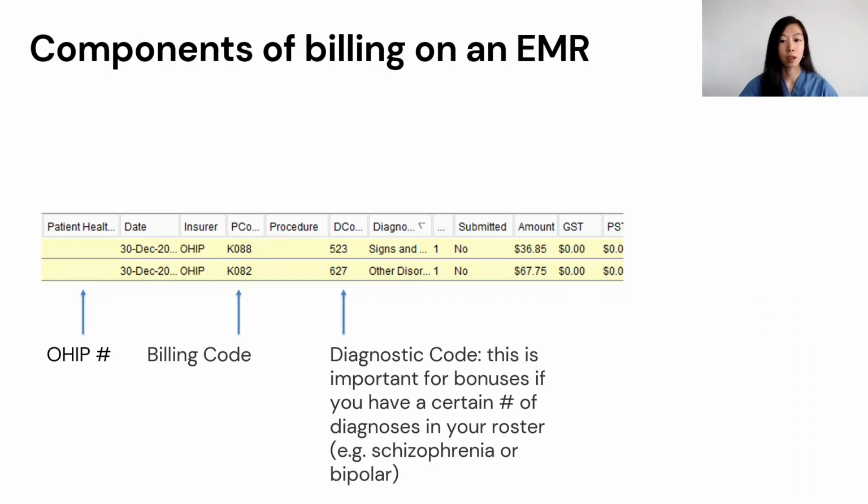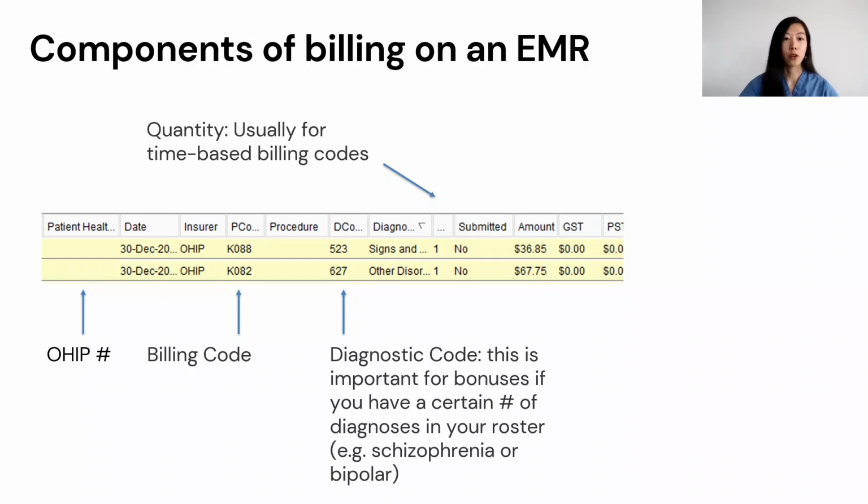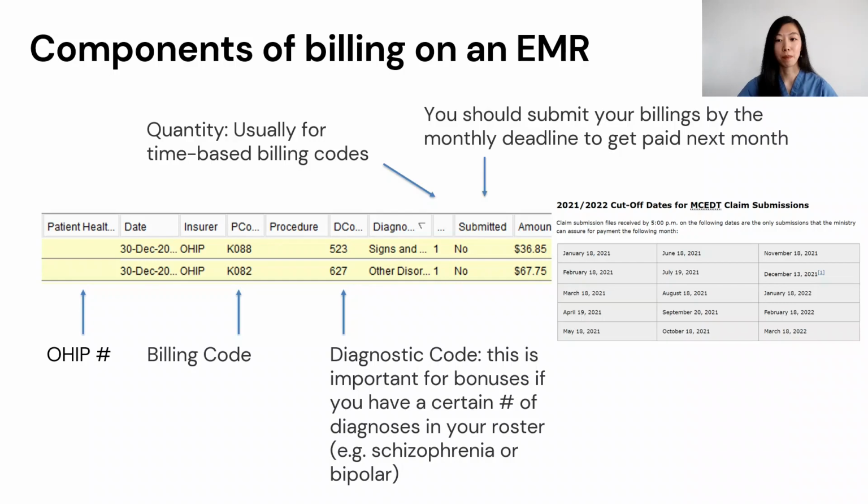Or if you have a certain number of diagnoses in your roster, like schizophrenia or bipolar, that helps you get a bonus at the end of the year. So that's why we put in diagnostic codes. Quantity, so if you have time-based billing codes, and whether you submitted your billings or not, it's important. Here you can see I did not submit my billing. And it's important that you submit your billings by the monthly deadline, because your billings will be paid the next month. So there's a bit of a 1-month delay.